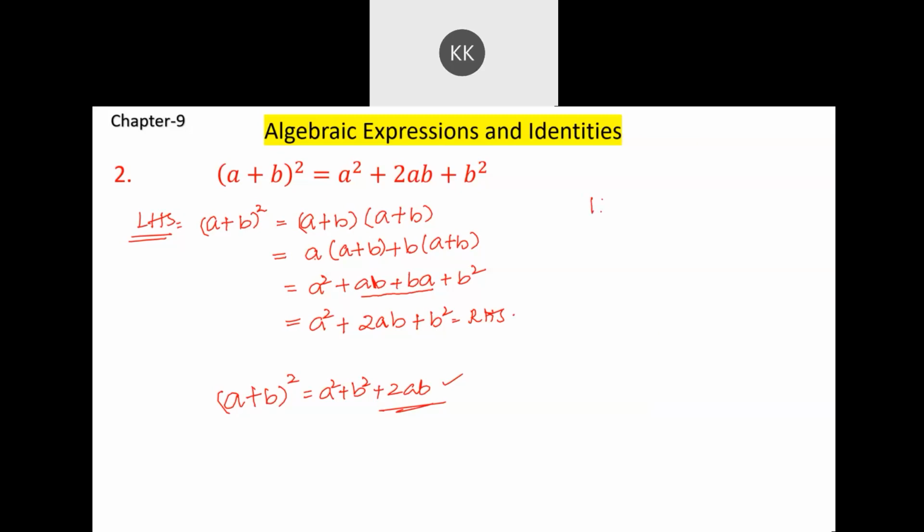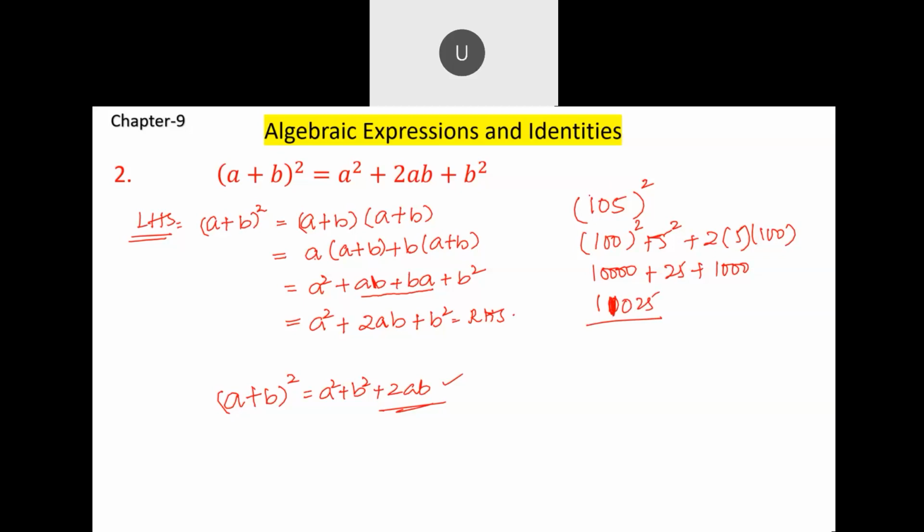Suppose a number is there, 105 whole square. I can directly write this as 100 square plus 5 square plus 2 times 5 into 100. This becomes 10,000 plus 25 plus 2 times 5 is 10, 10 multiplied to 100 is 1000. So the result is 11025.